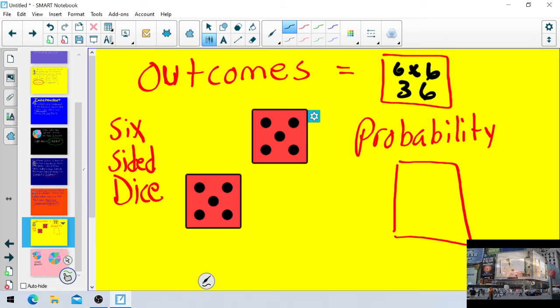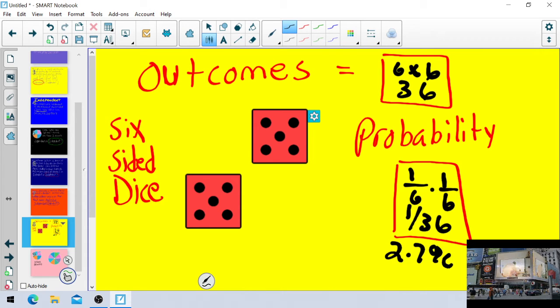Now, when we talk about probability, what's the probability of drawing a 5? Or a 1? Or a 4? Since you got 2 of them, because this is multiple, the probability will be 1/6 times 1/6, which is 1 over 36. If they ask you for a percent, you just do 1 divided by 36, and you get that right there.